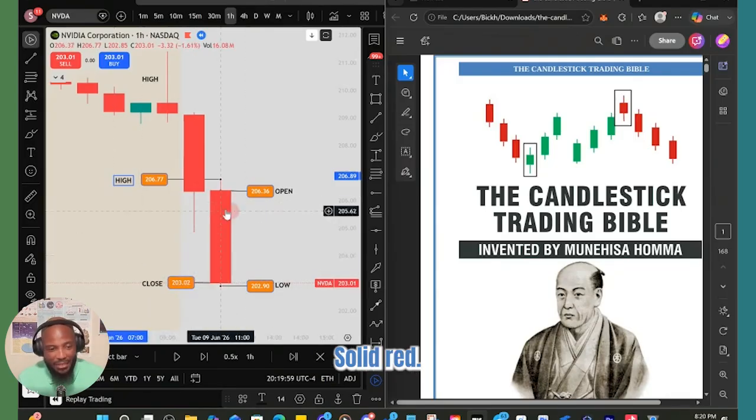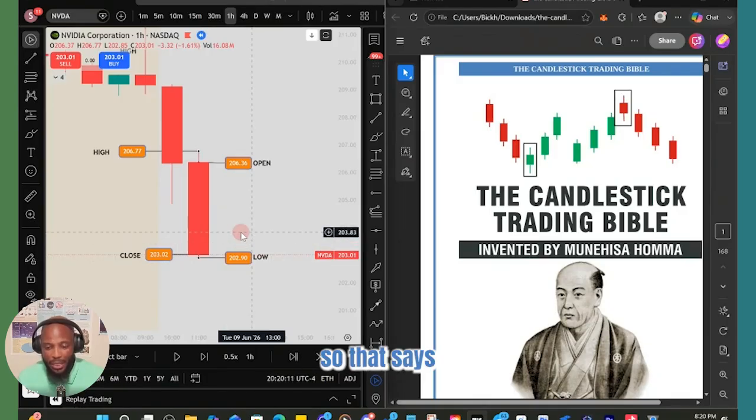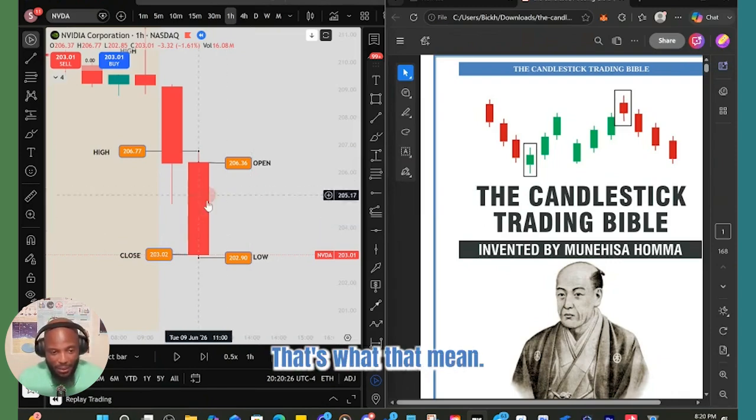All right. Solid red. So solid red is solid red. This is a big body red. Darn near minimum top wick, darn near no bottom wick. Okay. So that says sellers are strong. All right. Sellers are strong, meaning they want this NVIDIA price down. They selling their assets, they liquidating, they selling their contracts. That's what that means. Okay. And that is from 206.36 to 202.90.